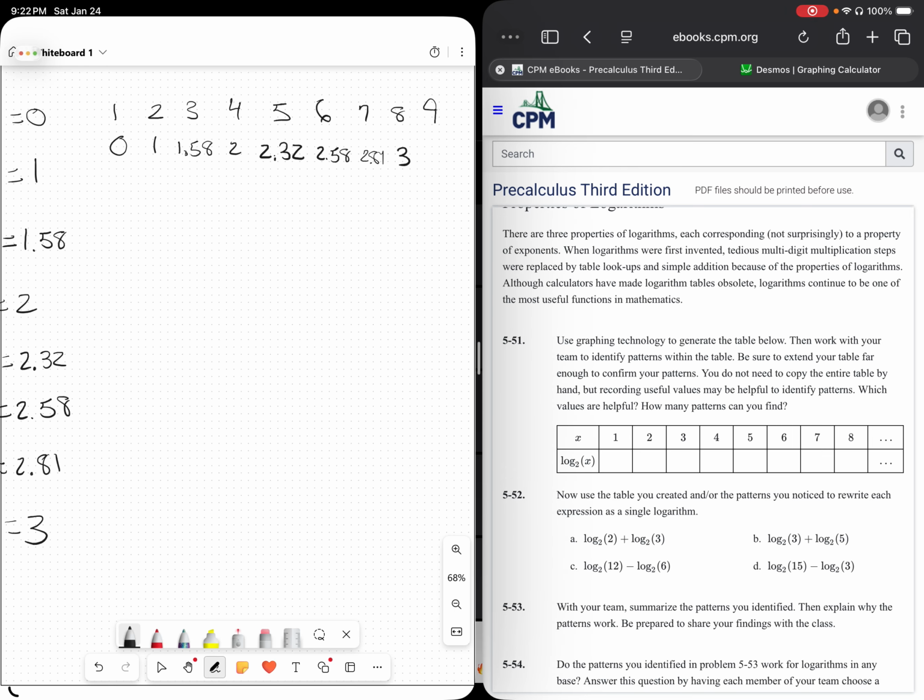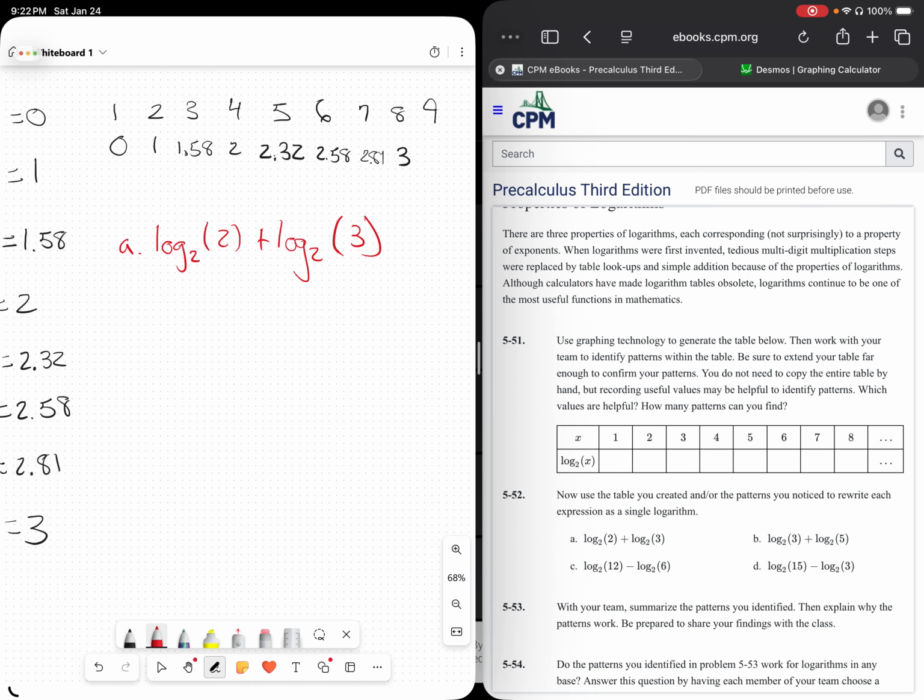Now it says use the table you created to find some patterns. So let's look at this. For A, we have log base 2 of 2 plus log base 2 of 3. Log base 2 of 2 we know is 1, and log base 2 of 3 is 1.58, which if we add those, we get 2.58, which is log base 2 of 6. So what happened there? They took the 2 and the 3 and multiplied them to get 6.